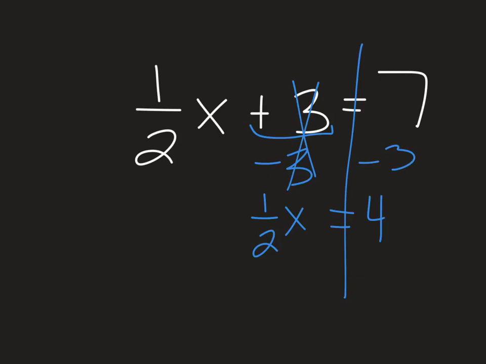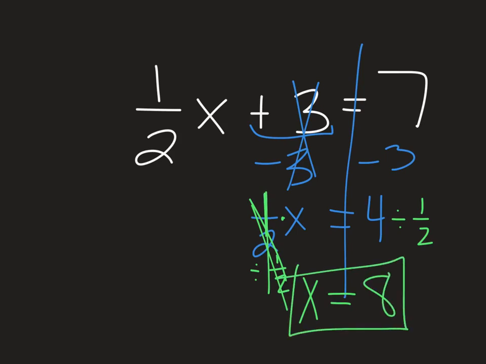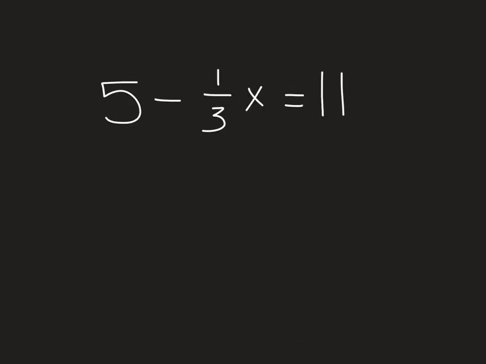I have 1/2 x, which is 1/2 times x. So to get rid of times 1/2, we're going to divide by 1/2 on both sides. My 1/2s cancel, and I'm left with x equals, and then I'm going to do 4 divided by 1/2, which is equal to 8. So x would be equal to 8.